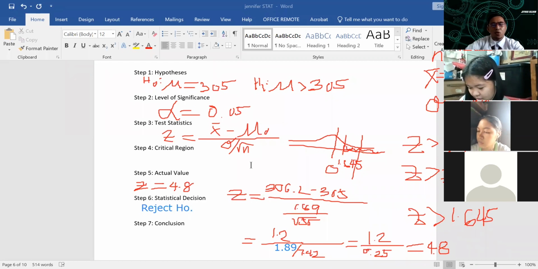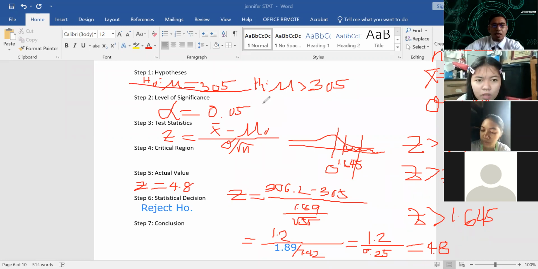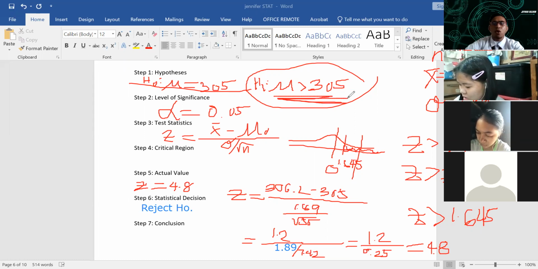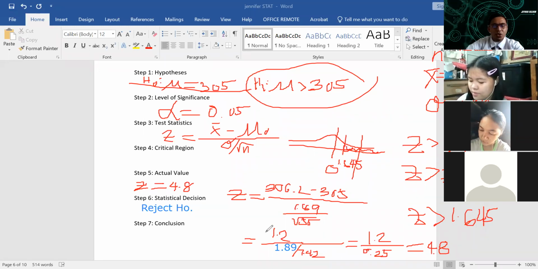Kung ma-reject ang null hypothesis, it means tinuod ang claim. Sa ato pa, tinuod tong giingon sa mga climatologists nga kung mo-init or mo-melt ang mga ice sa Hudson Bay, ang kalawmon sa Hudson Bay mo-lapas sa 305 feet. Right? Tinuod.